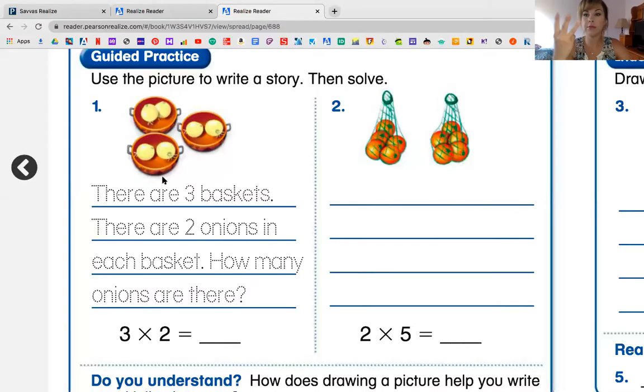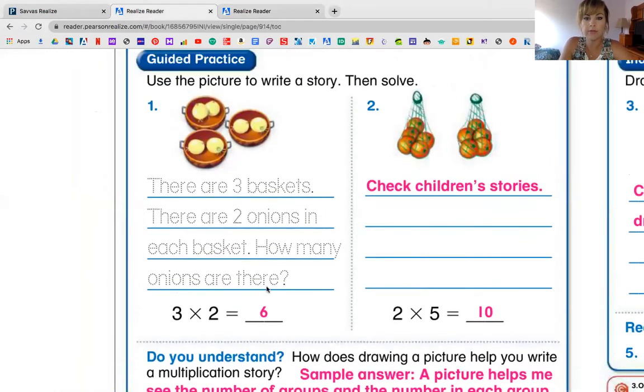They said there are 3 baskets. There are 2 onions in each basket. How many onions are there? The answer is 3 times 2, and my answer is 6. Okay? So I even have 6 right here.